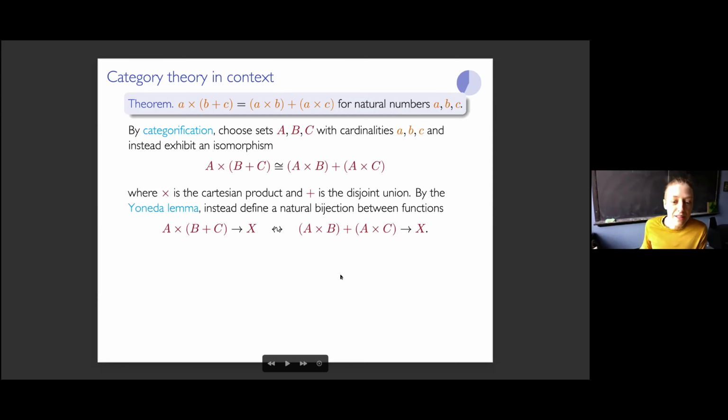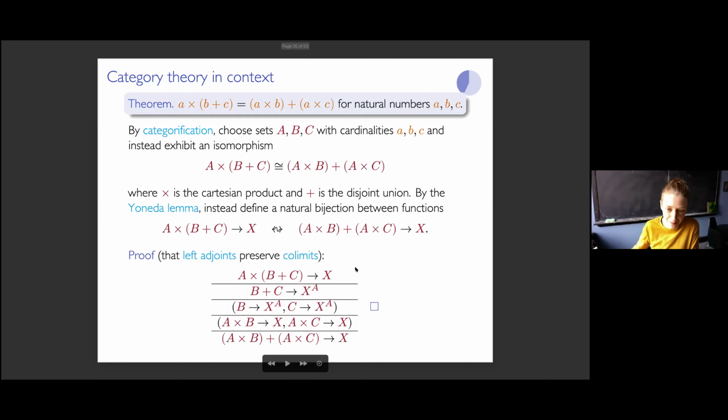Okay, so by the Yoneda lemma, to construct an isomorphism between sets, it suffices to construct an isomorphism between functions, that is, construct a natural bijection between the set of functions from A times (B plus C) to X and the set of functions from A times B plus A times C to X. If I had a bijection like this, then I could let X be either this left-hand set or this right-hand set and transfer the identity functions across, and that would construct for me an explicit isomorphism.